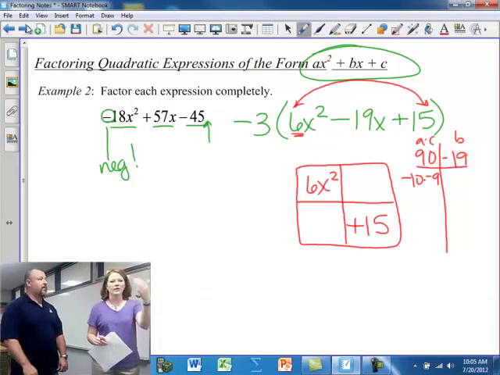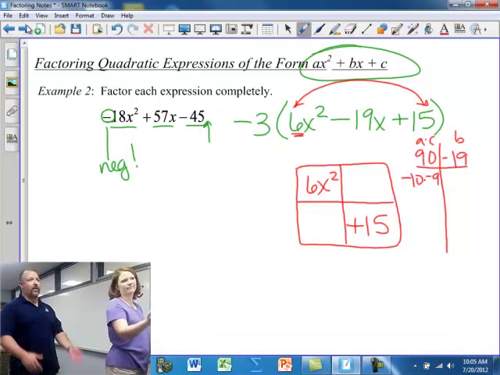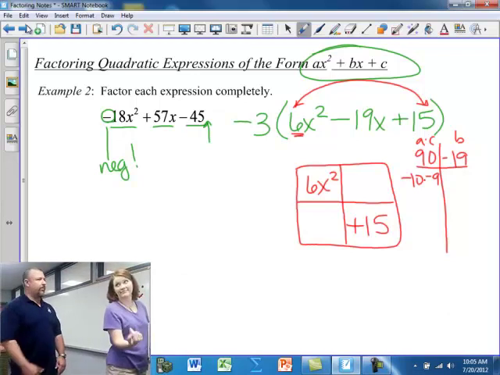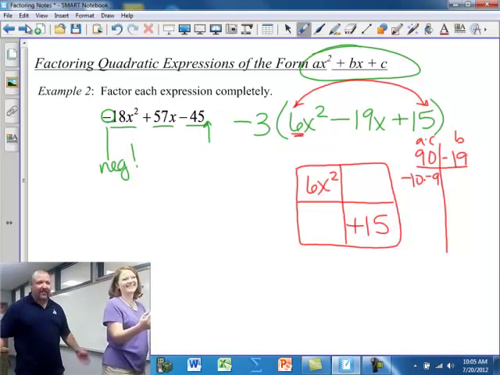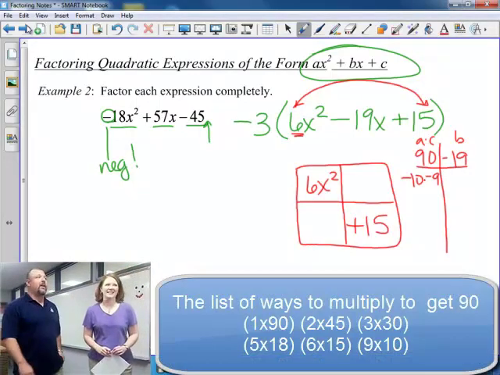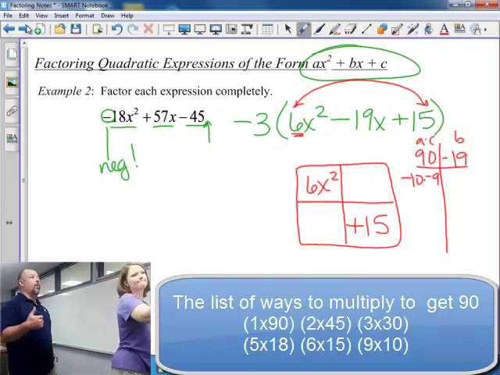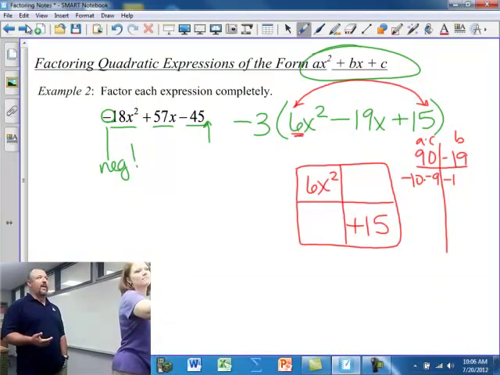And if you're not so good at guessing and checking like that, just start writing stuff down. Start with 1 times 90, 2 times 45, 3 times 30, 4 times whatever 4 goes into 90. Just start making a list until you find 2 numbers that multiply to make 90 that add to make 19. But then we wanted negative 19, so they both had to be negative. So we're going to put both of these.